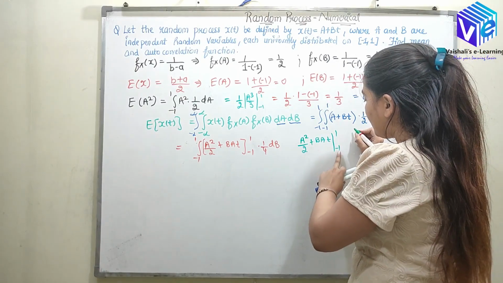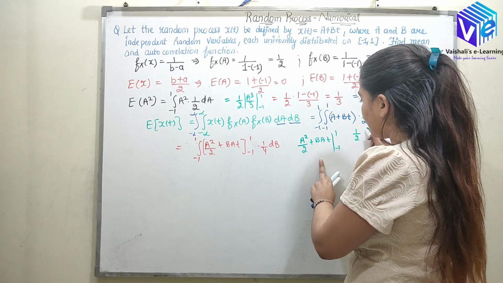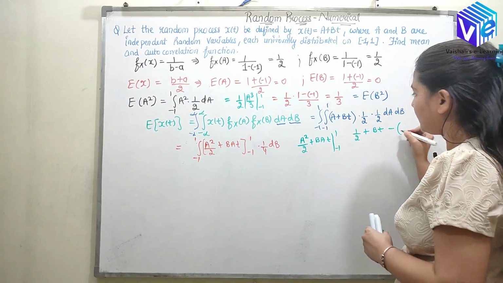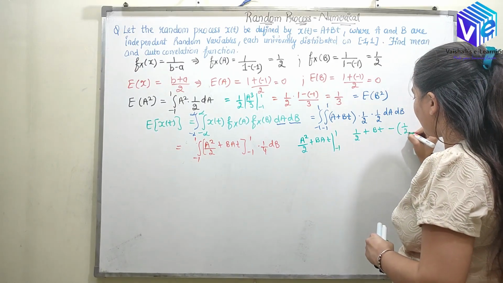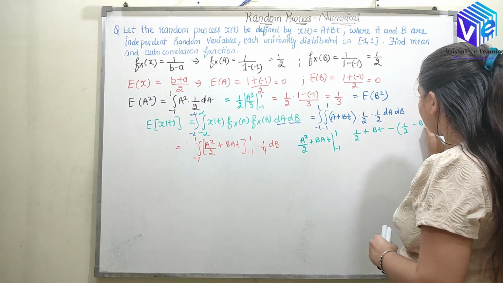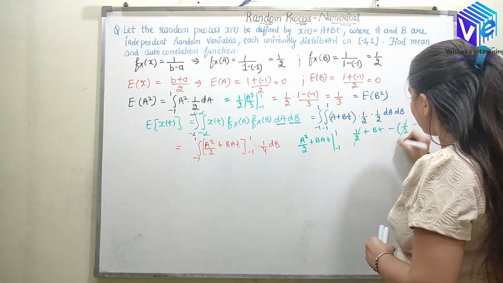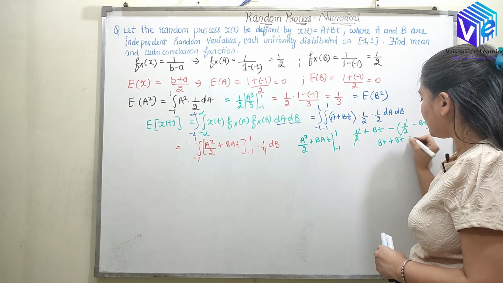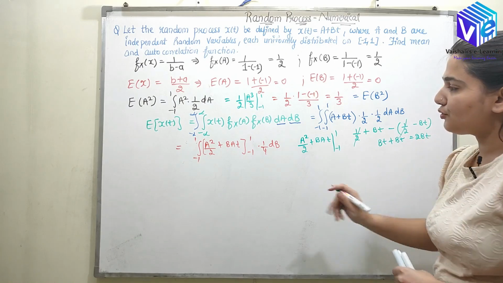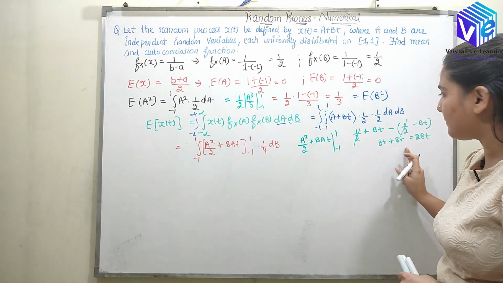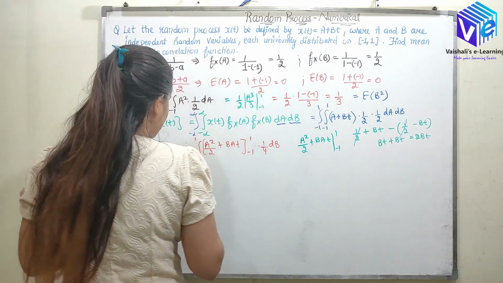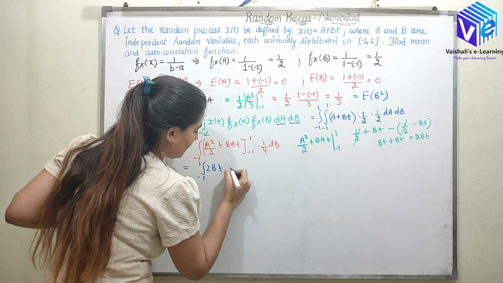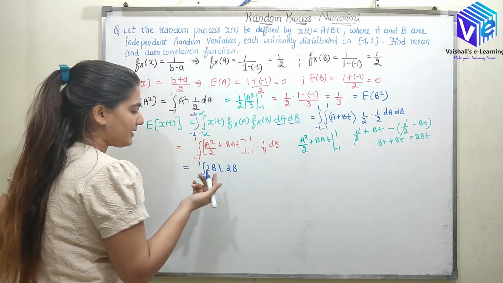When I put the limit 1, I'll be having 1 by 2 plus bt. Now when I put the limit -1, again I'll be having 1 by 2, and minus bt. So this 1 by 2 and this 1 by 2 will get cancelled out, and I'm left with bt plus bt, which is 2bt. So instead of this function, I can replace it with 2bt. Now I have the integration from -1 to 1 of 2bt dB, which I can easily integrate.